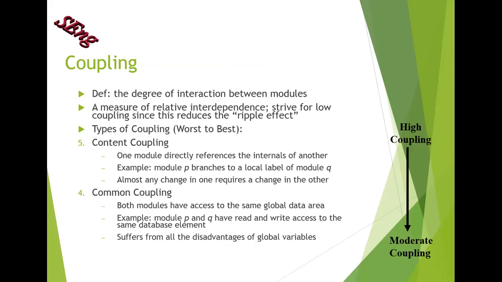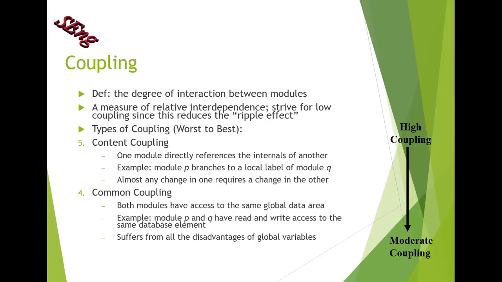Coupling. The definition of coupling is the degree of interaction between modules. Coupling is nothing but the degree of interaction within or between modules. A measure of relative interdependence. Strive for low coupling, since this reduces the ripple effect. Types of coupling, worst to best.